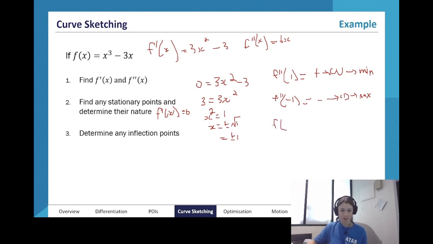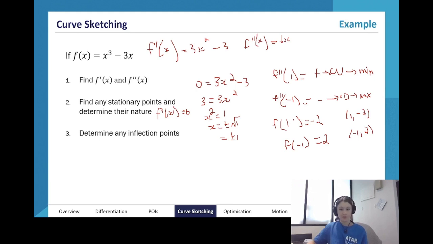So the function of 1 is going to give us 1 cubed, take 3, which is going to give us negative 2. Sorry, I wrote that the wrong way. The function of 1 is going to give us a value of negative 2. And then the function of negative 1 is going to give us negative 1 cubed, which is negative 1, plus 3, which is going to give us positive 2. So our 2 stationary points are going to be 1, negative 2, and negative 1, 2.